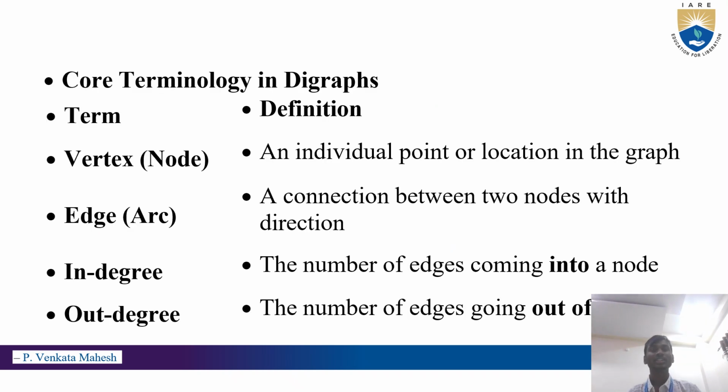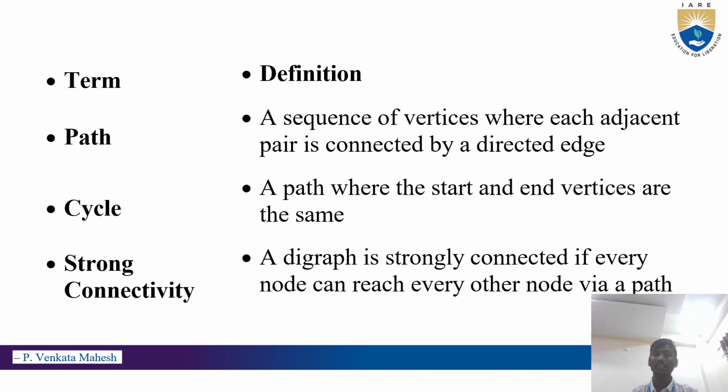Terminology in digraphs. Vertex: a vertex is an individual point or location in the graph. Edge: an edge is a connection between two nodes with direction. In-degree means the number of edges coming into a node. Out-degree is the number of edges going out of a node. Next, path: a sequence of vertices where each adjacent pair is connected by a directed edge. Cycle: a cycle is a path where the start and end vertices are the same.